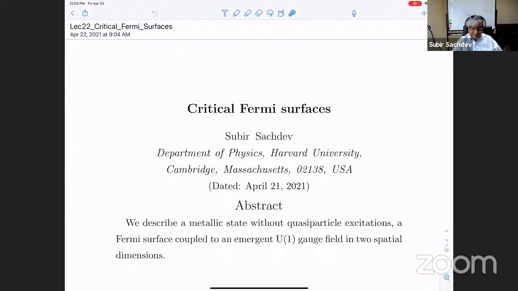And in these last two lectures, I want to talk about a more realistic, but not as well understood theory of a metallic state without quasiparticles, and that's the theory of what I'm calling the critical Fermi surface. So this is a state where the idea of a Fermi surface survives. There's still a Fermi surface. In fact, its location is fixed by Luttinger's theorem. All of that still applies. But there's no pole in the Green's function as you approach the Fermi surface for a quasiparticle.